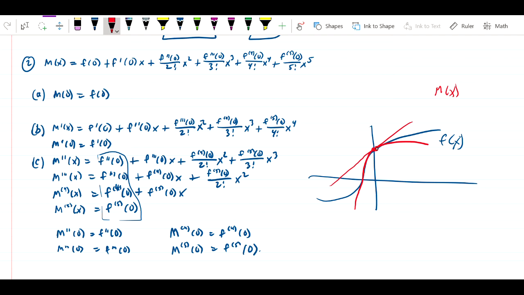So that's what you're looking for when you look for the relationship between a function and its Maclaurin polynomial: it's going to have certain agreement at the center in derivatives up to whatever power I have in the polynomial that I use.